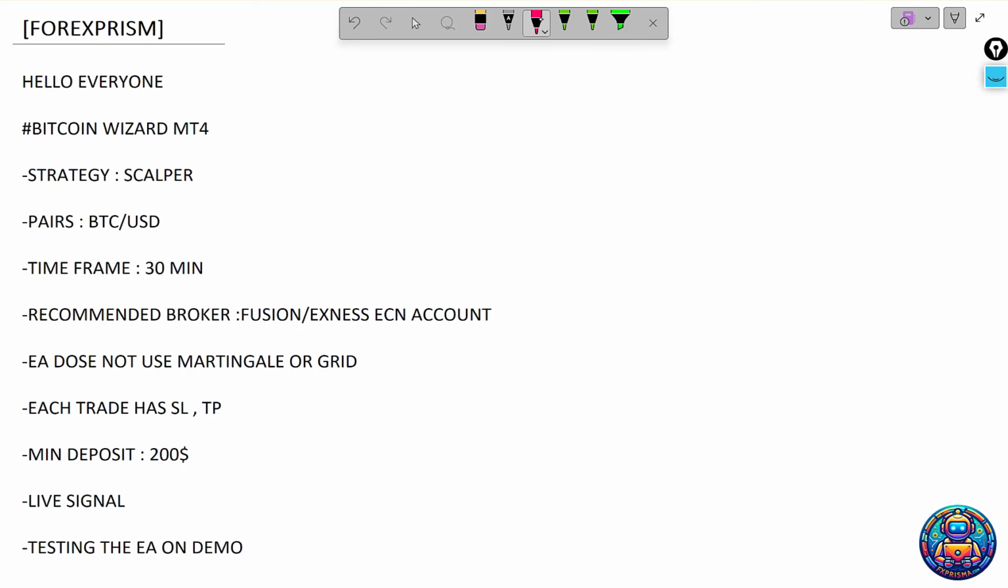Today I will be reviewing another Forex robot, or more likely another crypto robot. It's called Bitcoin Wizard for MetaTrader 4. Now this one is actually one of the first robots in the history, I would say, of the MQL5 robots that actually works for cryptocurrency.